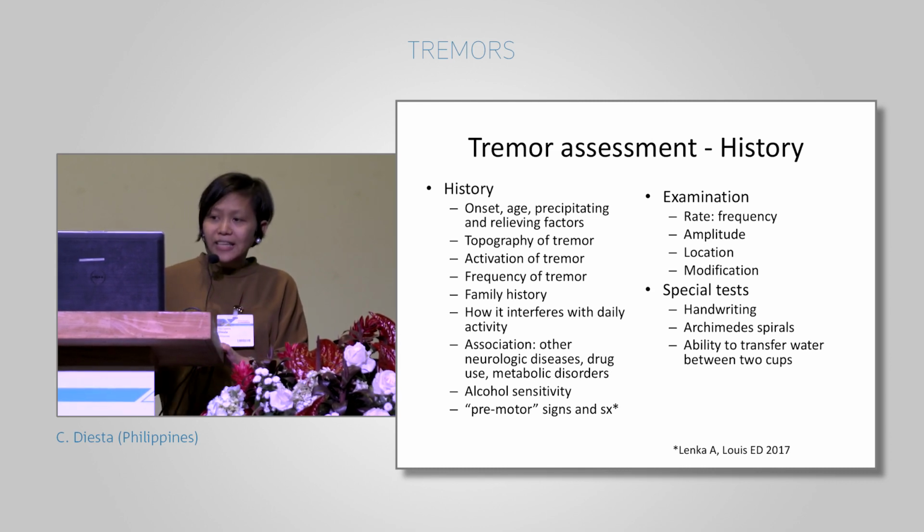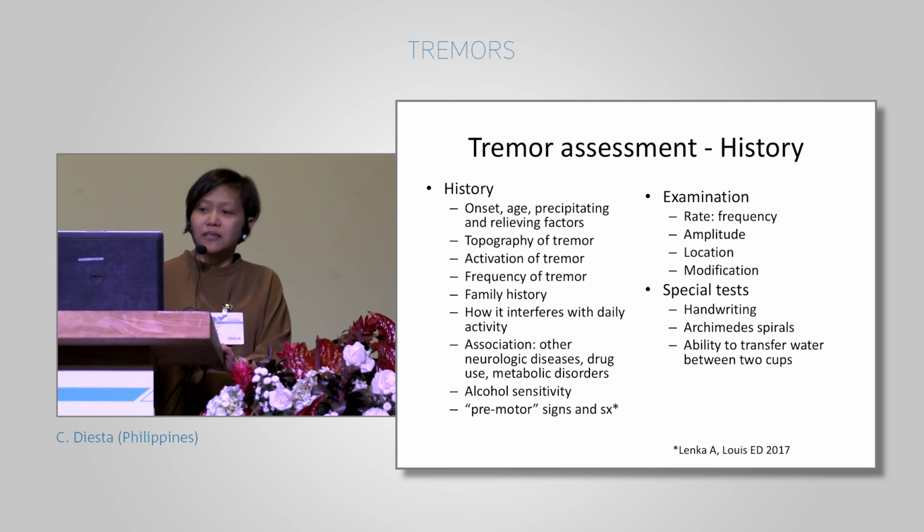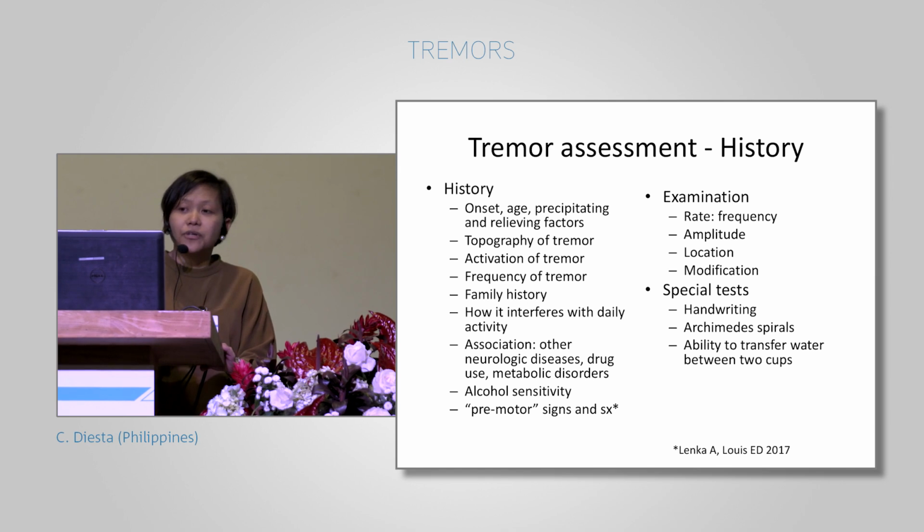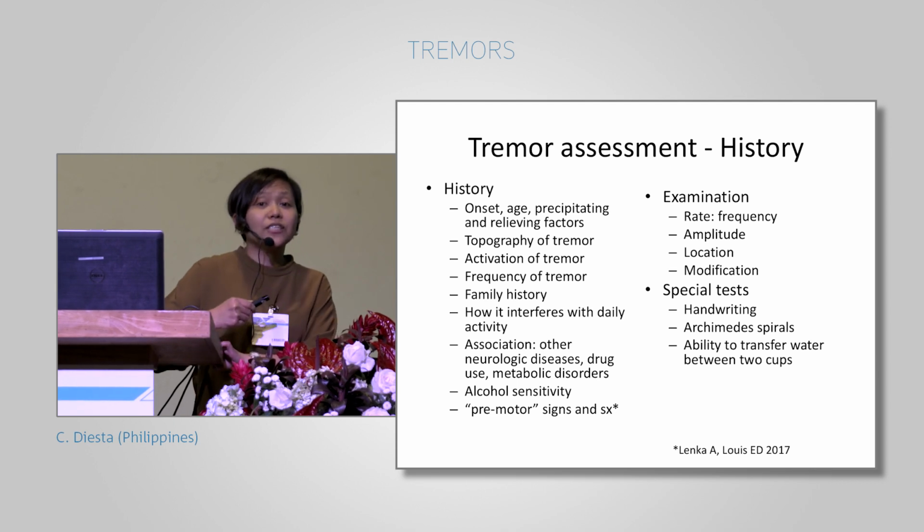There is this newly out review by Lenka and Dr. Lewis on premotor signs and symptoms of essential tremor. And we have to ask from the clinics, what other symptoms came on before the motor symptoms came out? So even the sleep habits may have probably changed, even cognitive changes probably have to be discussed. So examination of the tremors would look at the frequency, the amplitude, and of course the location and the modifying factors. So special tests, make sure to try to mimic activities of daily living.